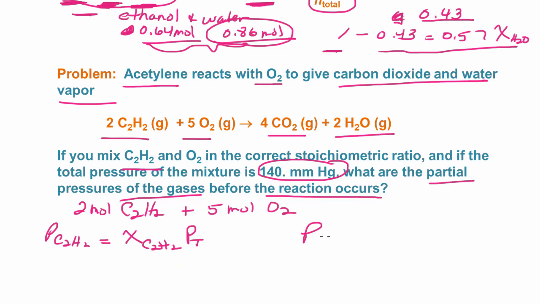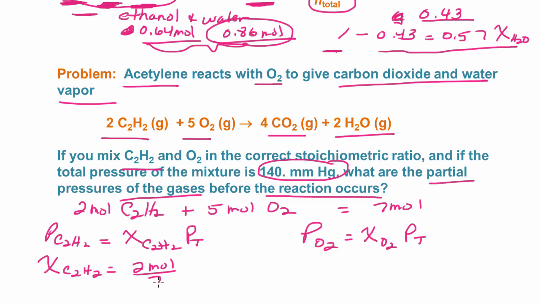And then the partial pressure for the oxygen is going to be equal to the mole fraction for the oxygen times the total pressure. So the total number of moles is 7 moles. So let's do the mole fraction for acetylene, and that's going to be 2 moles over 7 moles, and that'll give us 0.28 mole fraction for acetylene.